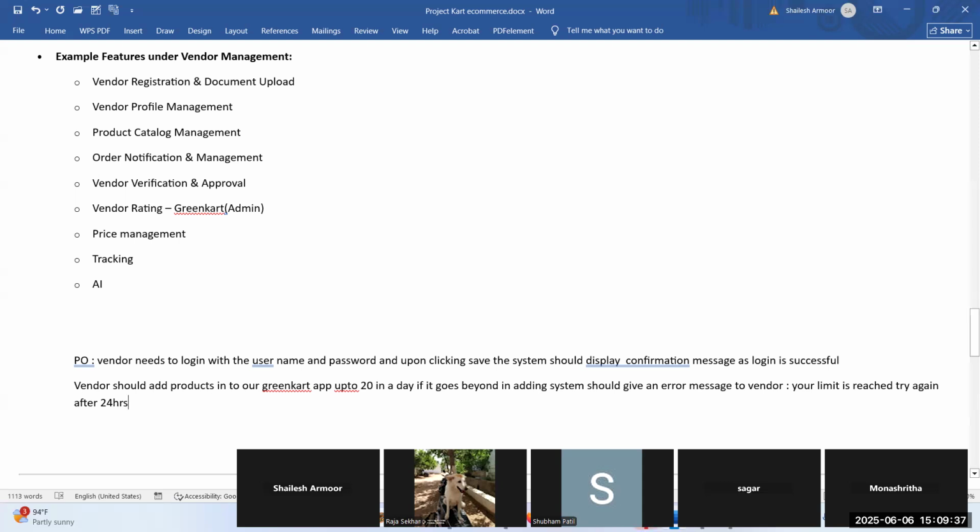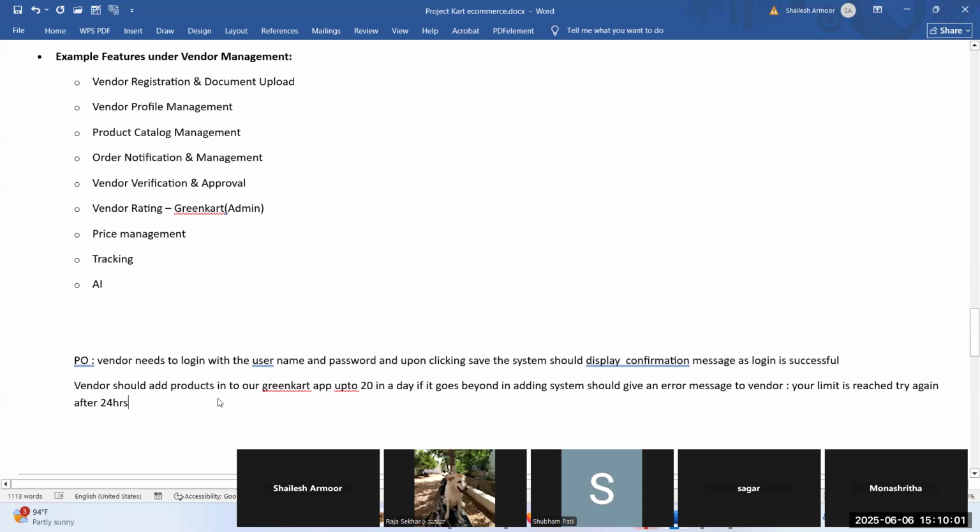So tell me, what did you understand with this requirement? I'm going to give this requirement to Shubham. Shubham, you are not Shubham now. You are a business analyst, and I'm the product owner. Hi Shubham, I have one requirement. Can you please create a user story? The requirement is the vendor should add products in our green card application.